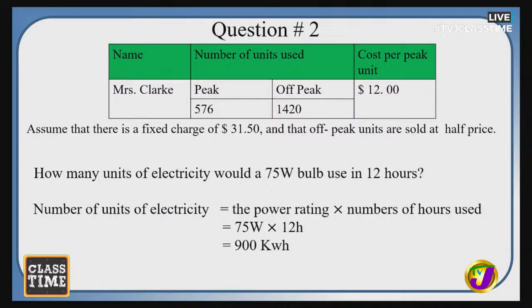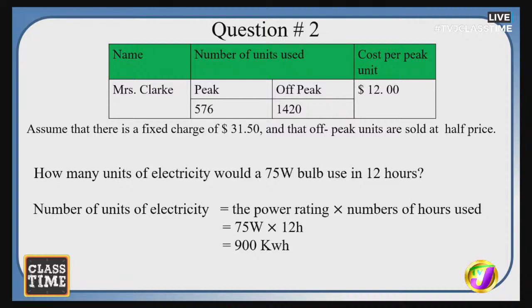In order to find how many units of electricity would have been used by the 75-watt bulb, we need to find the power rating, which would be the 75 watts, and we're going to multiply that by the number of hours we used it for. And this is basic mathematics. It takes us to 900 kilowatt hours. That is the energy that would have been used by that one bulb for the 12 hours.